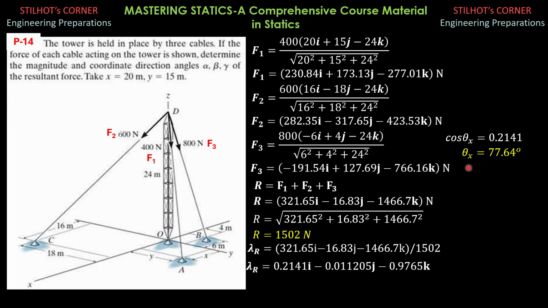That's theta x. Cosine of beta, or cosine theta y, is negative 0.011205, and theta y is equal to 90.64 degrees. Then cosine of gamma, which is also cosine of theta z, is negative 0.9765. So theta z is the inverse cosine of 0.9765, and that is equal to 167.6 degrees.